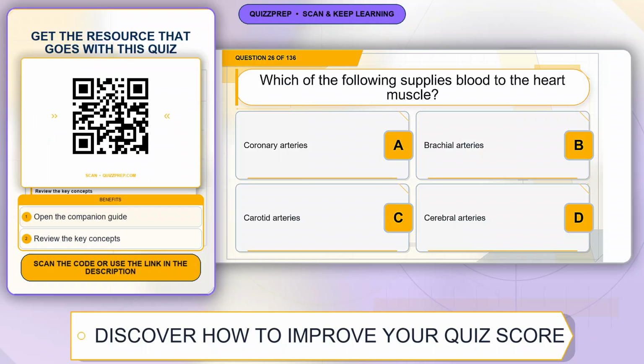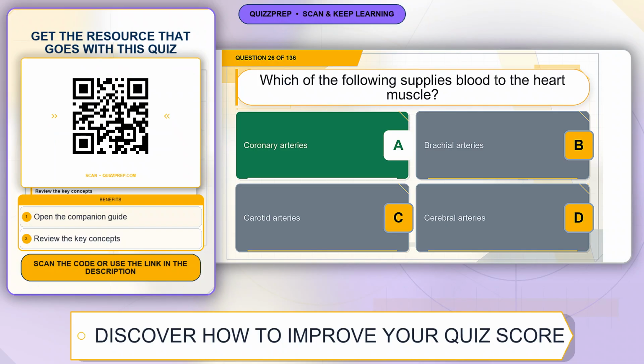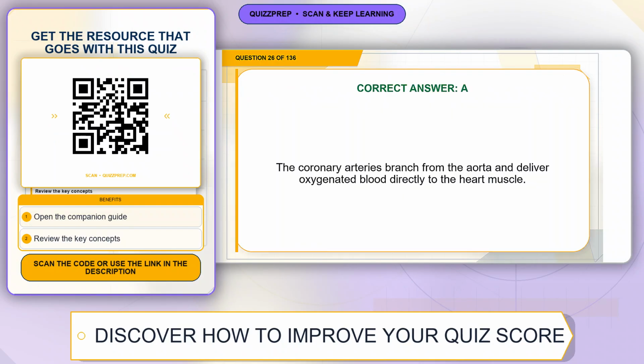Question 26. Which of the following supplies blood to the heart muscle? Option A, coronary arteries. Option B, brachial arteries. Option C, carotid arteries. Option D, cerebral arteries. The correct answer is option A, coronary arteries. Explanation. The coronary arteries branch from the aorta and deliver oxygenated blood directly to the heart muscle.